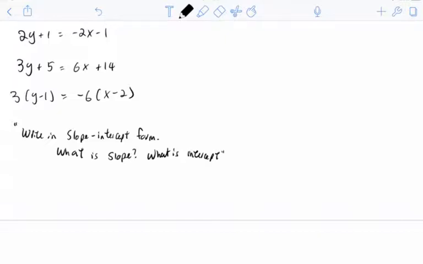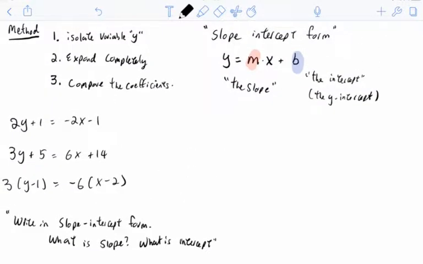As I mentioned before, slope-intercept form is all about isolating the variable y and then expanding it completely so that what you have on one side of the equation is just a y and what you have on the other side is a completely expanded linear equation. All right, so why don't you try this? Maybe pause the video, give it a go, and then I'll show you my solutions.